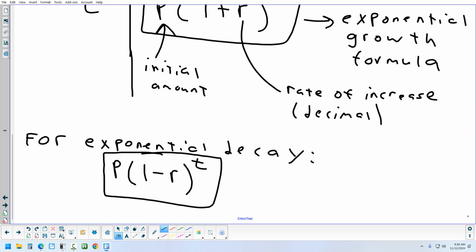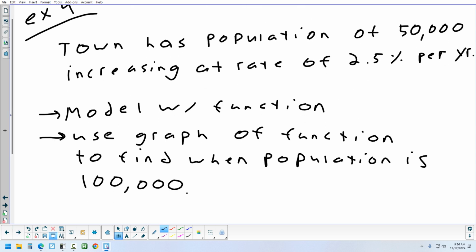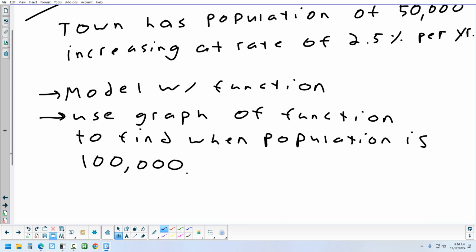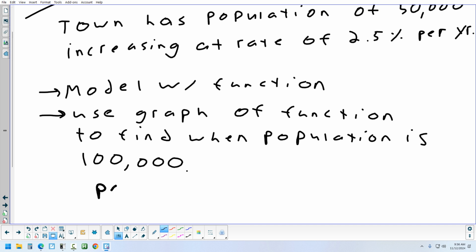Okay. So now let's try this one. A town has a population of 50,000 people, increasing at a rate of 2.5% every year. So model that as a formula, and then use the formula to find when the population of the town hits 100,000 people. Okay, so we're going to do our population as a function of time.